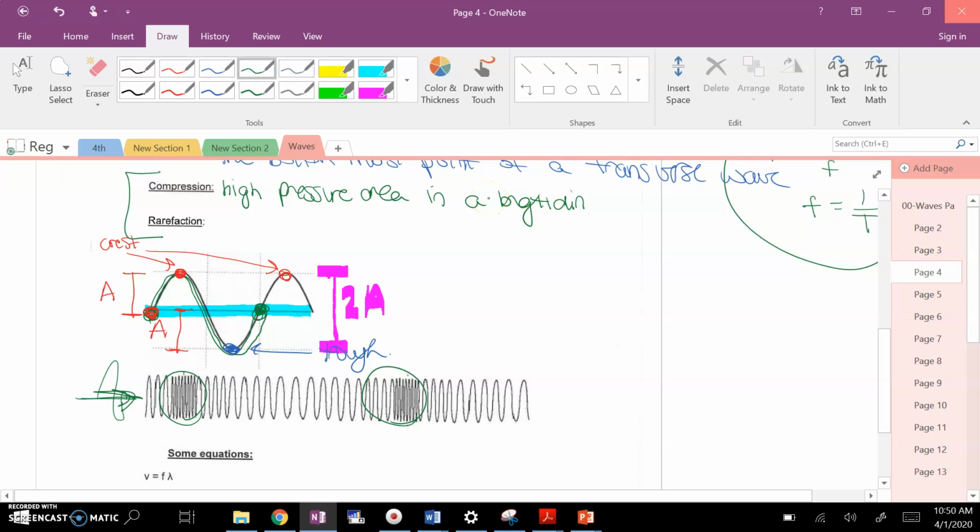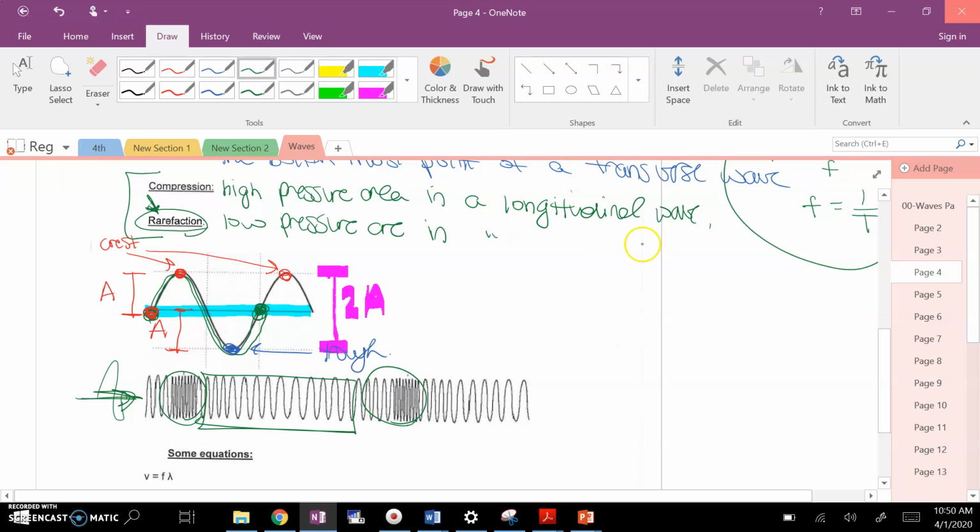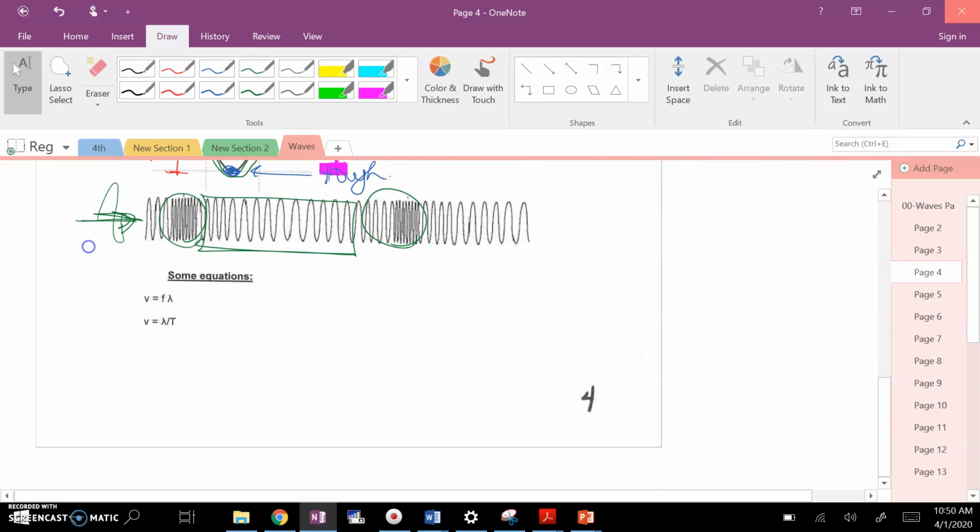Longitudinal, I don't know how to spell this. Let me erase this. Longitudinal wave. Whereas a rarefaction, be careful how you read this, it's called a rarefaction. It's basically all the rest of it. So it's a low pressure area in a longitudinal wave. Okay?